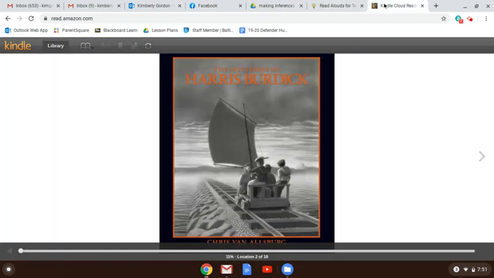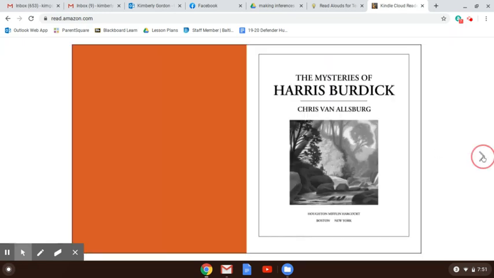Okay, so let's read our text. This text is called The Mysteries of Harris Burdick. It's by Chris Van Allsburg. Chris Van Allsburg also wrote the text Two Bad Ants that we read earlier in the school year. So let's read this book. While I'm reading, I want you to make inferences.